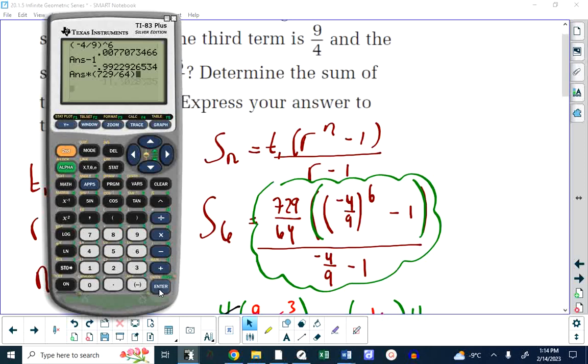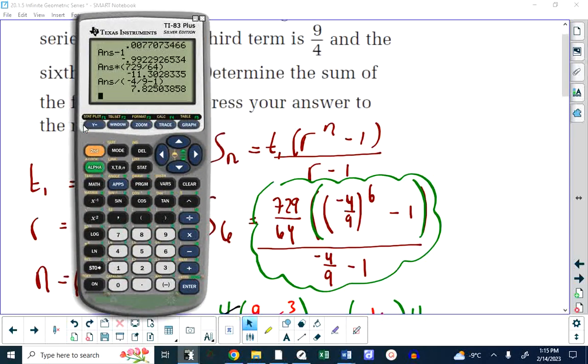And then I would go equals, and then I have to divide by negative 4/9 minus 1, so divided by in brackets, negative 4 over 9 minus 1, close brackets. And it's at this point in time where I'm going to look at everything I've entered just before I hit equals. That looks okay, minus 1 is fine, times T1 divided by R minus 1, so I'm getting 7.8. We want to the nearest tenth, so 7.8. Long road for that question, a lot of work. Other questions?